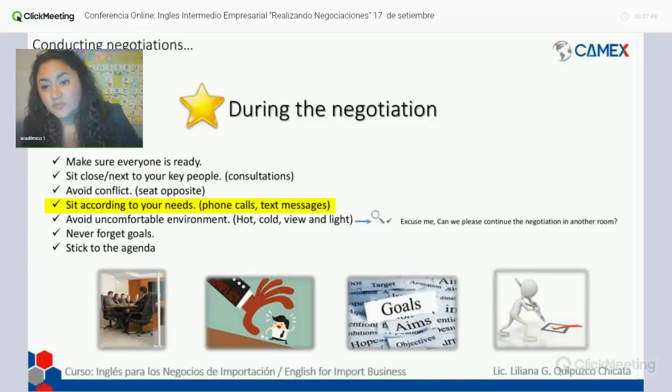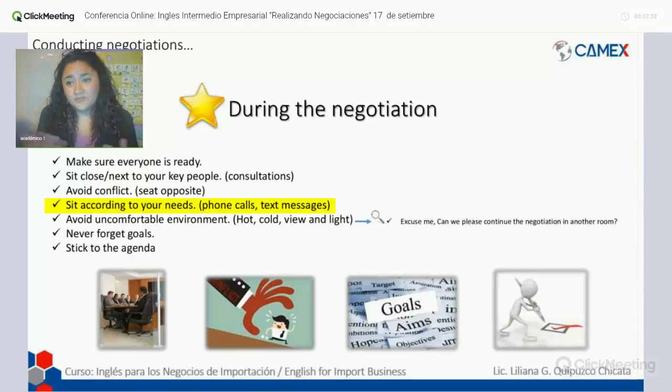If you know that you're going to be sending text messages, try not to do it, but if you have to, sit accordingly and maybe just try to sit where no one sees you, so you can be texting, hiding yourself at the table so they don't see it as disrespect.